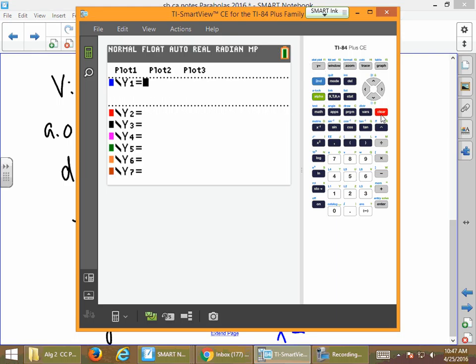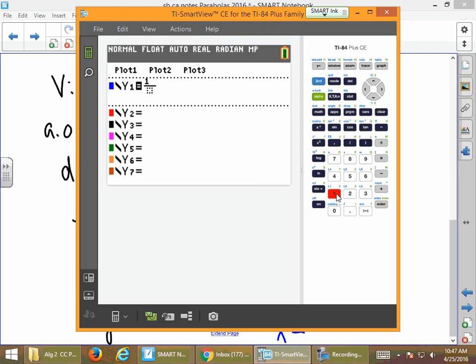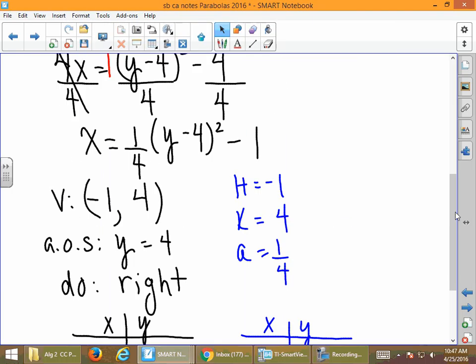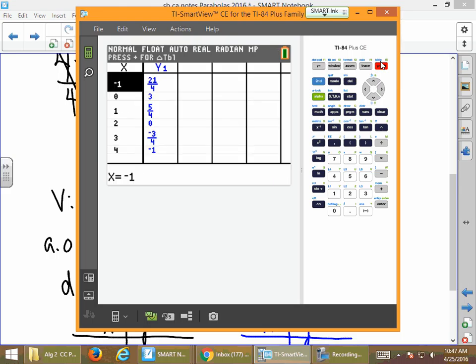But if we type this in, 1/4, and then x minus 4, y squared, minus 1. Is that what I had? Did I have? Yep, I have minus 1. And then let's go to the table.